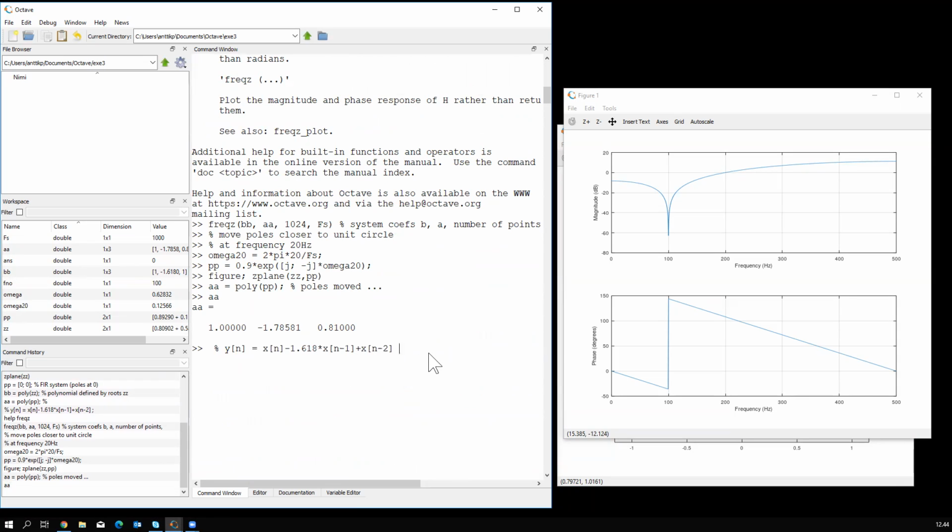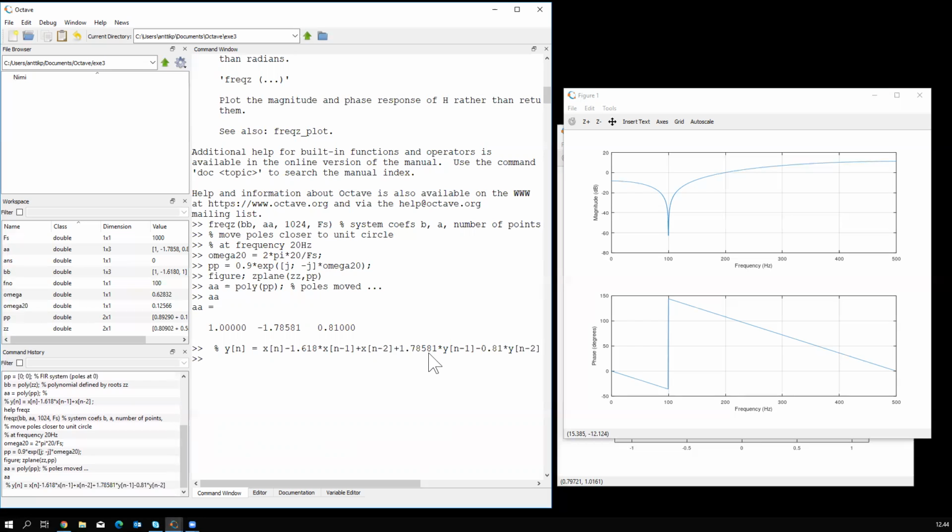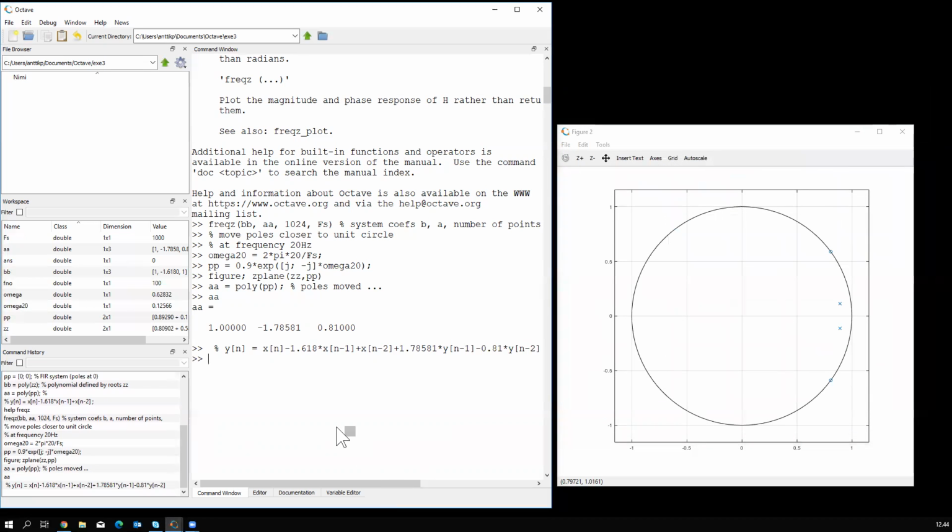Corresponding the difference equation, see the sign. So the first term is y of n, then the second term is minus y of n minus 1, and the third one is also minus y of n minus 2. There we go. So that's the corresponding difference equation. And then we calculate the frequency response.